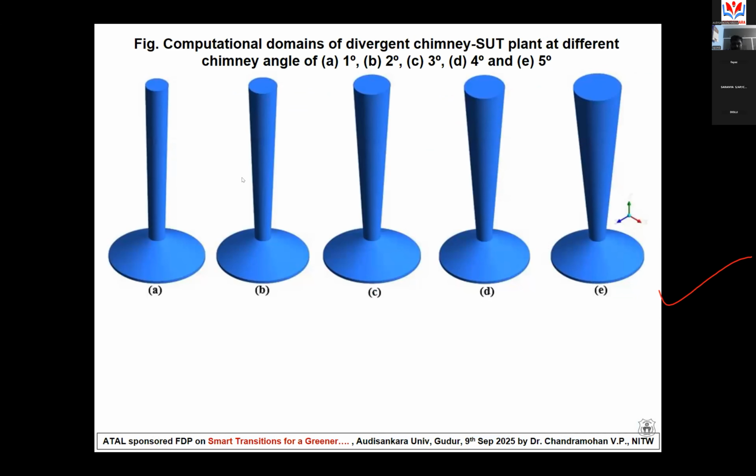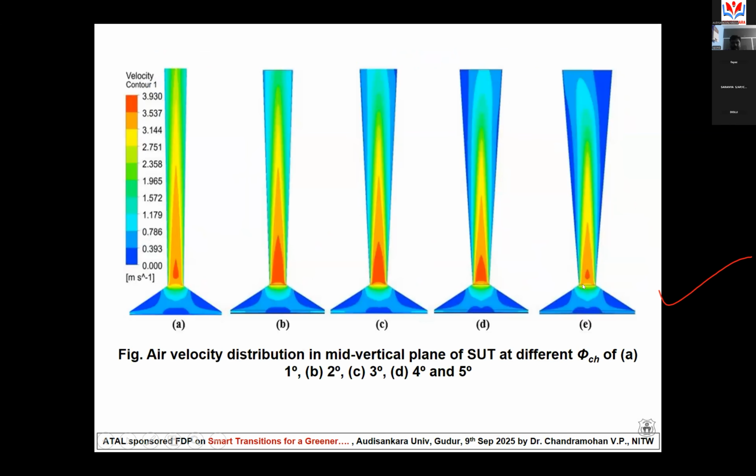I think this is the temperature profile for different inclinations of the chimney. So this is a straight chimney. The angle of divergence will be increased: 1 degree, 2 degree, 3 degree, 4 degree, and then 5 degree. This is only the domains. We are not solving the equations. The domains are generated for different angles, and then we could get the velocity distribution here.